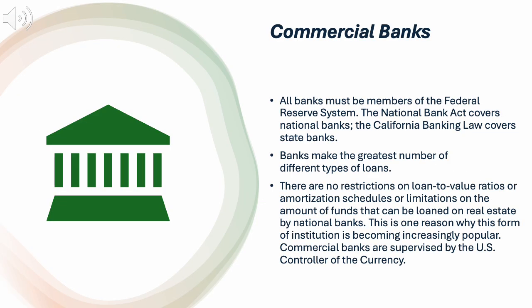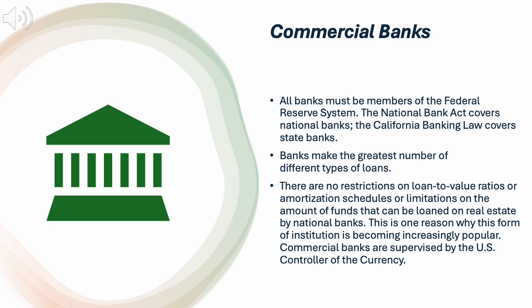Commercial banks. All banks must be members of the Federal Reserve System. The National Bank Act covers national banks. The California banking law covers state banks. Banks make the greatest number of different types of loans. There are no restrictions on loan-to-value ratios or amortization schedules or limitations on the amount of funds that can be loaned on real estate by national banks. This is one reason why this form of institution is becoming increasingly popular.